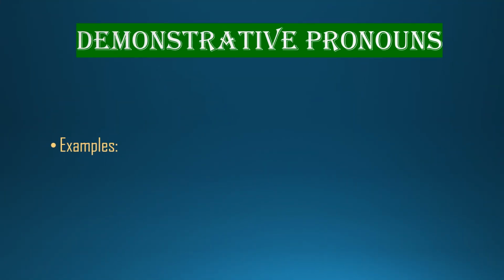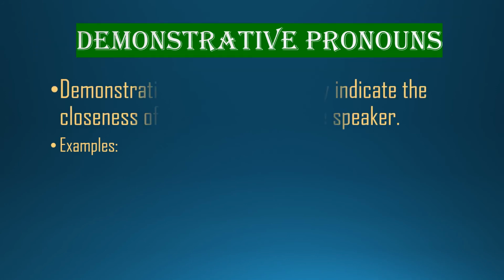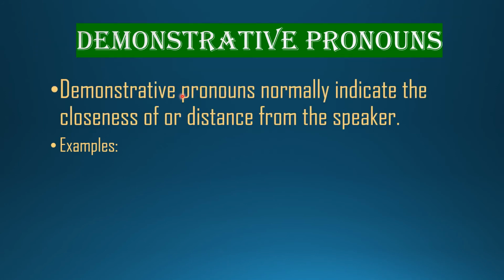Now see the seventh kind, that is demonstrative pronoun. Demonstrative pronouns normally indicate the closeness of or distance from the speaker. यानी डेमोन्स्ट्रेटिव प्रोनाउन क्या करते हैं, आमतौर पर इंडिकेट करते हैं, किस चीज को, क्लोजनेस को, यानी कुर्बत को या फासले को, किससे, स्पीकर से.